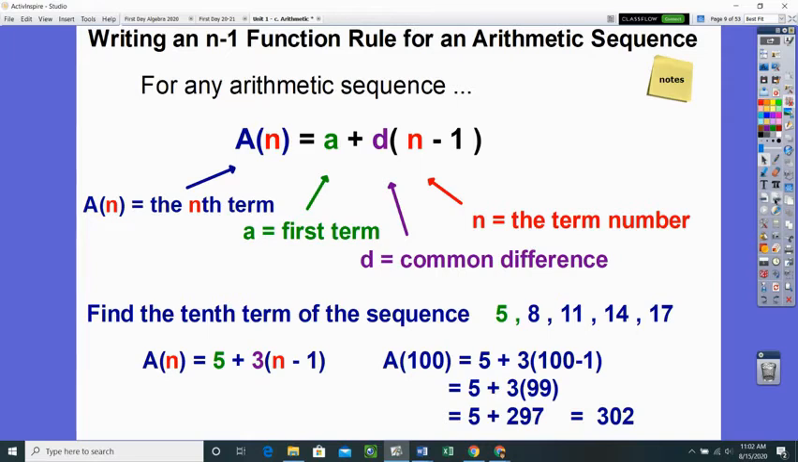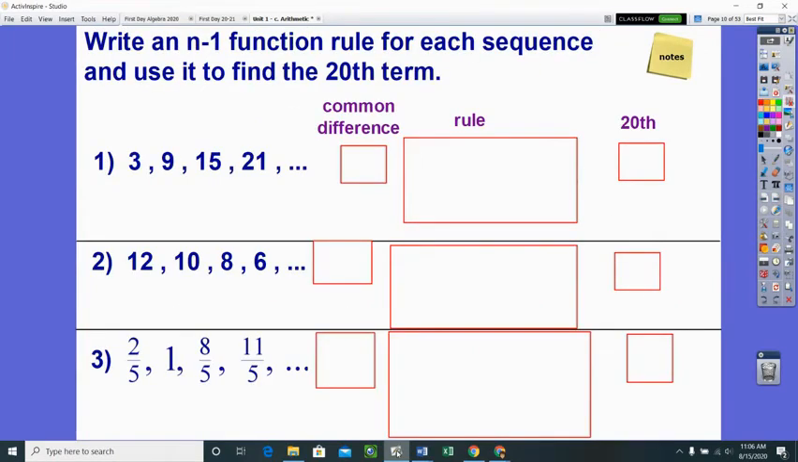I'm going to click off. Okay, so now here's your chance to practice. What I need you to do for these 3 problems, they're all arithmetic sequences. I'm telling you that. You're going to write the n minus 1 function rule, and then you're going to use it to find the 20th term. And I'm giving you a little hint here. Don't forget, you have to start by knowing what the common difference is. So what I'd like you to do is pause the video, do all 3, come back, and we'll walk through them together. Okay, let's see how you did.